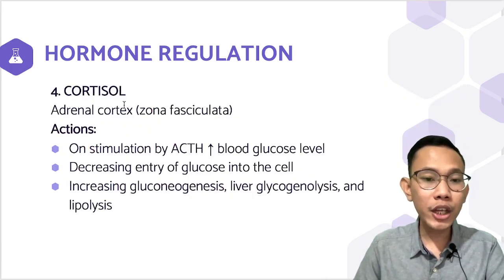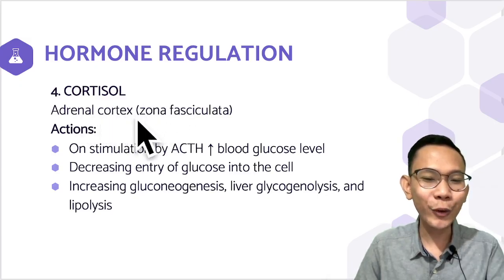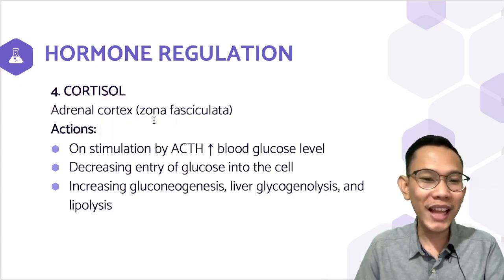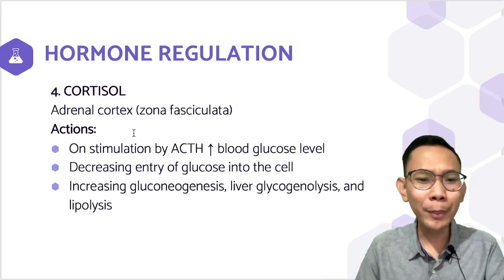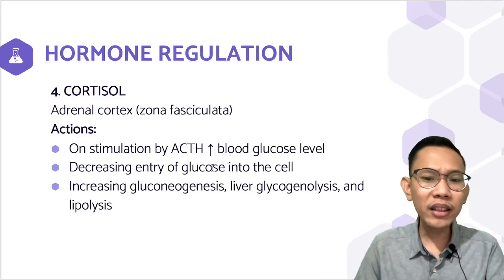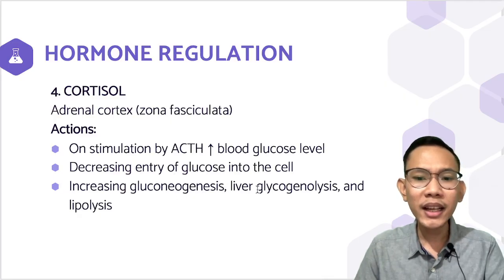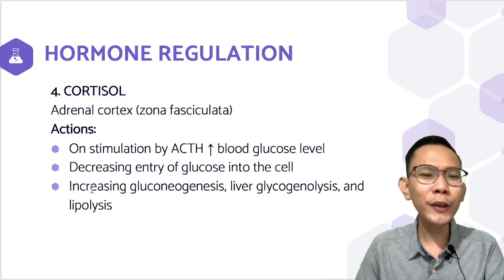Again, hormone regulation. Another one, cortisol. Kaka-discuss lang natin a while ago. Again, napuproduce siya sa ating adrenal cortex, sa ating zona fasciculata. Action niya, of course, similar pa rin. Upon the stimulation of your ACTH, it will cause increased blood glucose level. It will decrease entry of your glucose into the cell and increase gluconeogenesis, liver glycogenolysis, and your lipolysis.